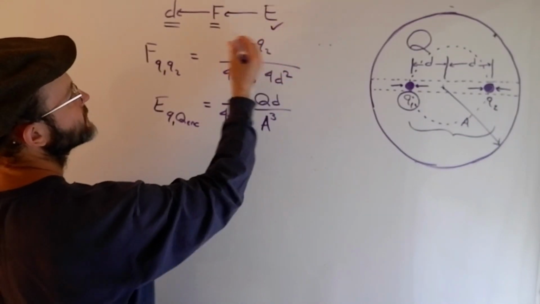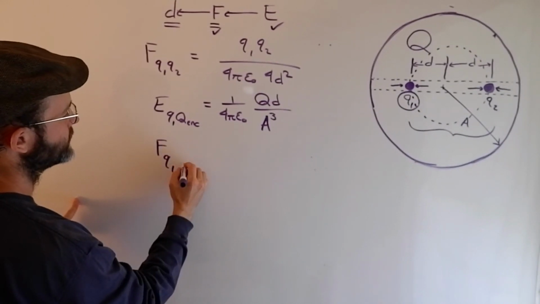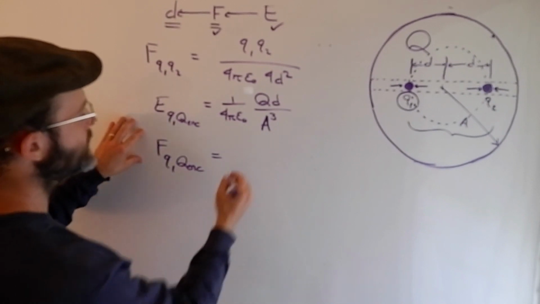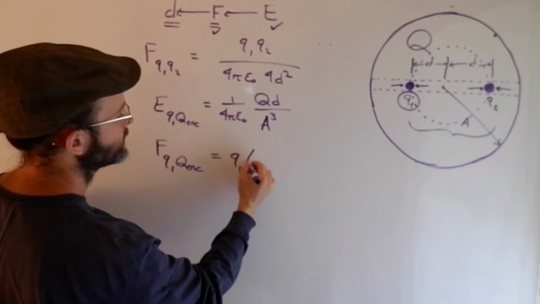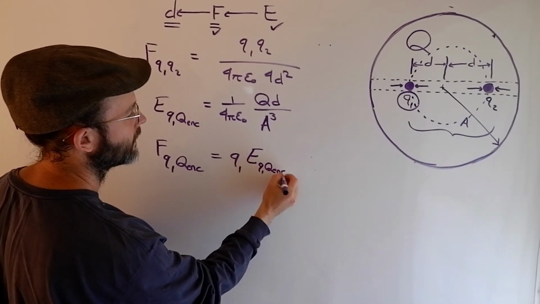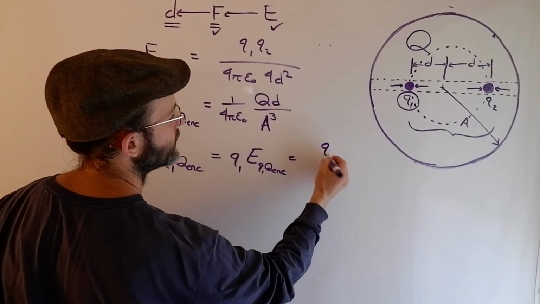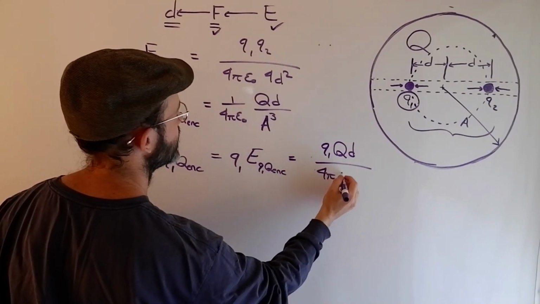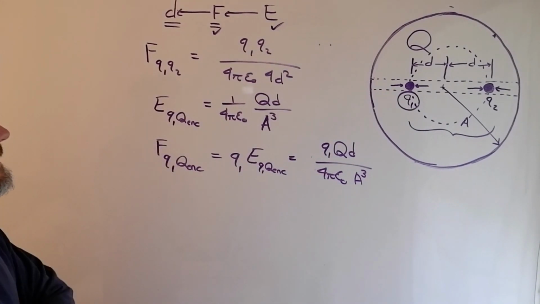So we can go from electric field and then to force. We want to know the force on Q1 due to Q enclosed. Its magnitude equals Q1, the charge in question, multiplied by E. All right. Now, Q1 Q d over 4 pi epsilon naught a cubed. All right, now that's what we like to see.